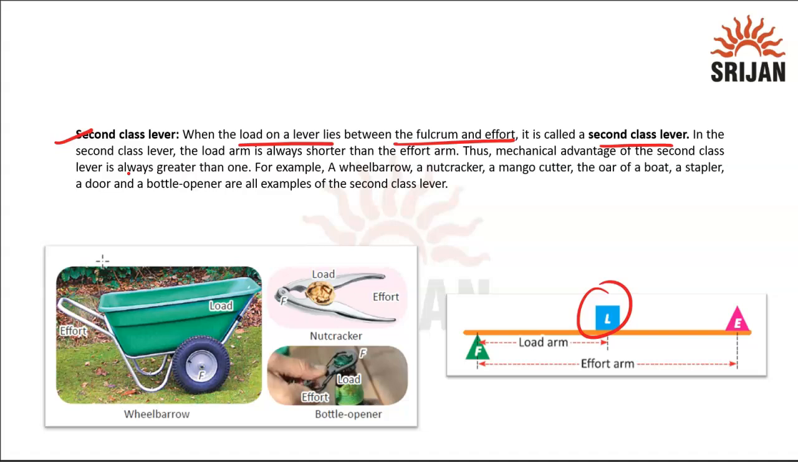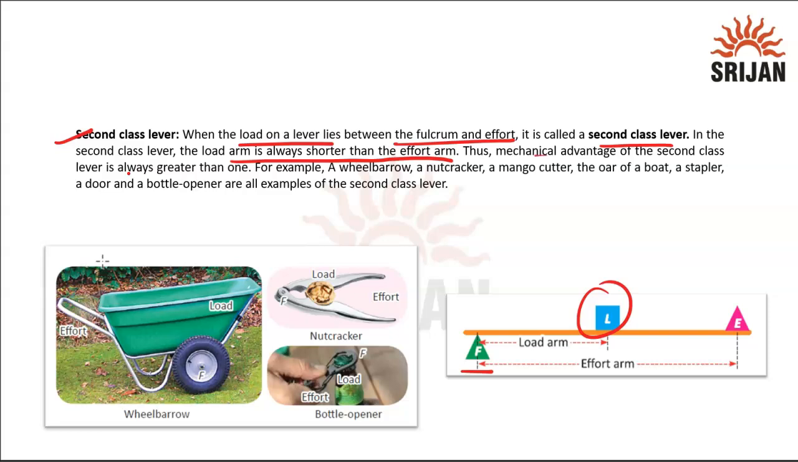In this second class lever, the load arm is always shorter than the effort arm, because again you can see the load comes somewhere in between, and the effort is always at the very end. You calculate the effort arm and the load arm between the load and fulcrum and the effort and fulcrum. So that is why, if it is at the end, your effort arm will always be longer.